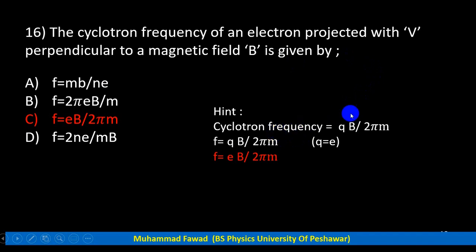And we know that cyclotron frequency is equal to QB divided by 2 pi m. In this case, we will write E instead of Q because we are talking about the cyclotron frequency of an electron. Therefore, F will become EB divided by 2 pi m. लिहाजा हमारे पास दुरुस्त ऑप्शन है C which is F is equal to EB divided by 2 pi m.